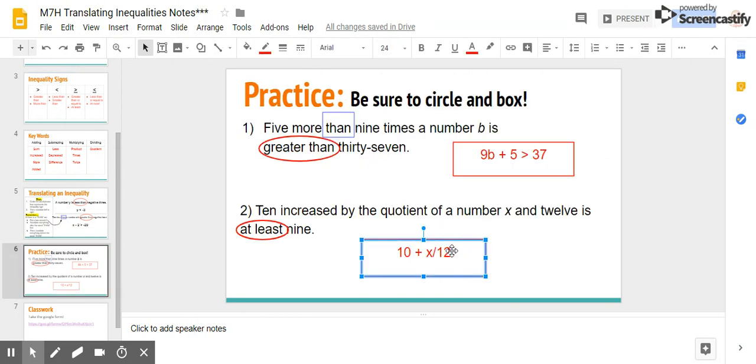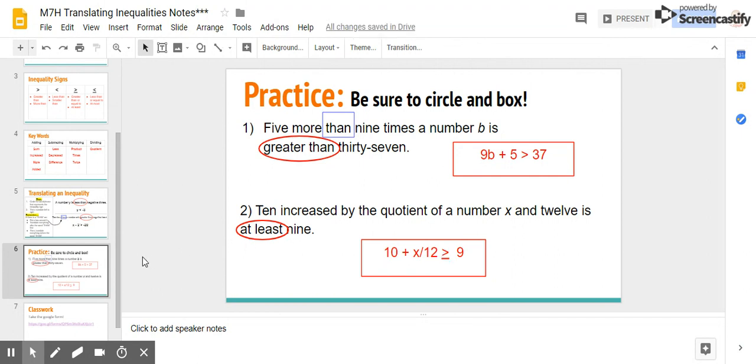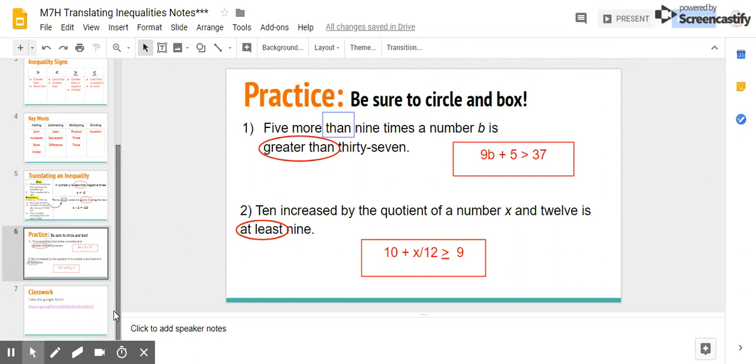So to do that symbol, I'm just going to type in my greater than sign. I'm going to underline it. So my greater than sign, I'm going to underline it, so it's greater than or equal to 9. So greater than or equal to 9. There's my translated inequality. So now we're going to move on.